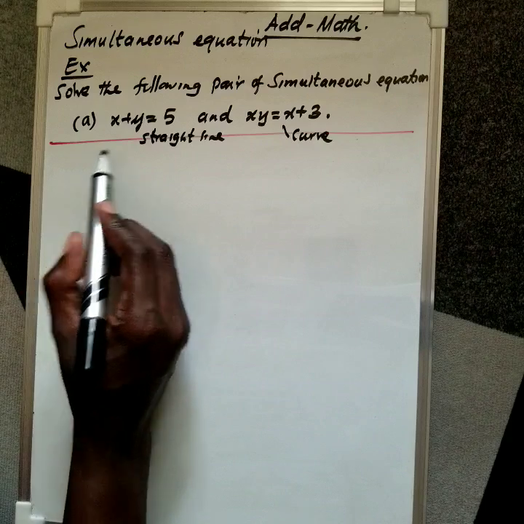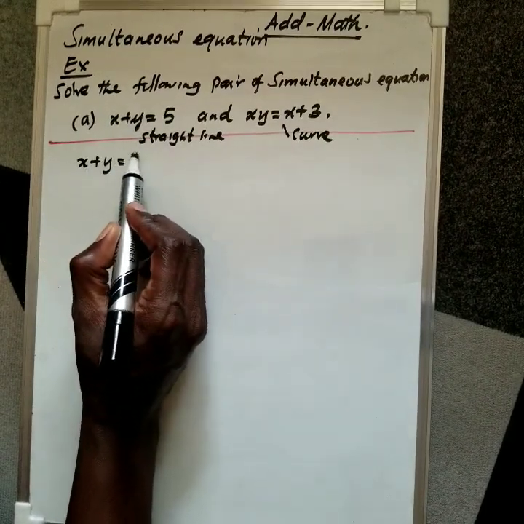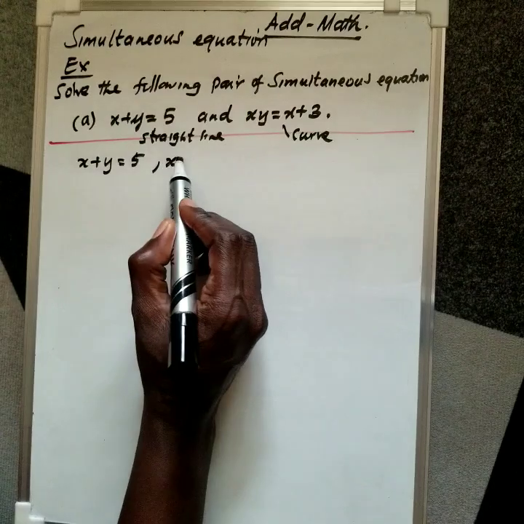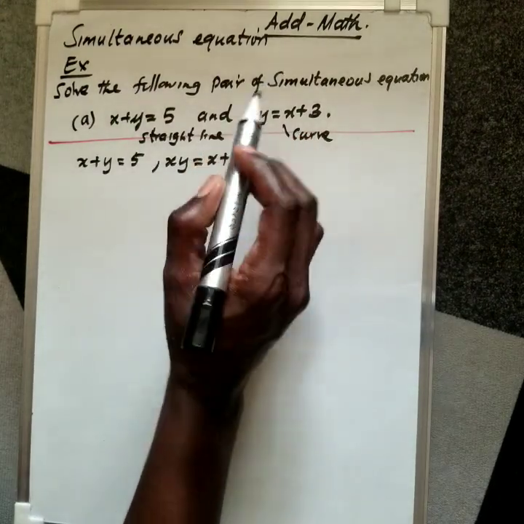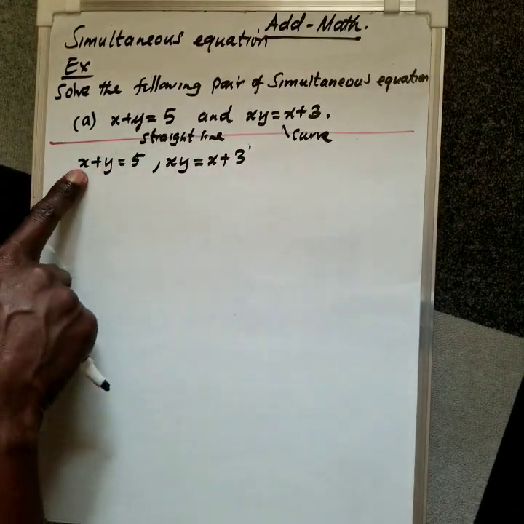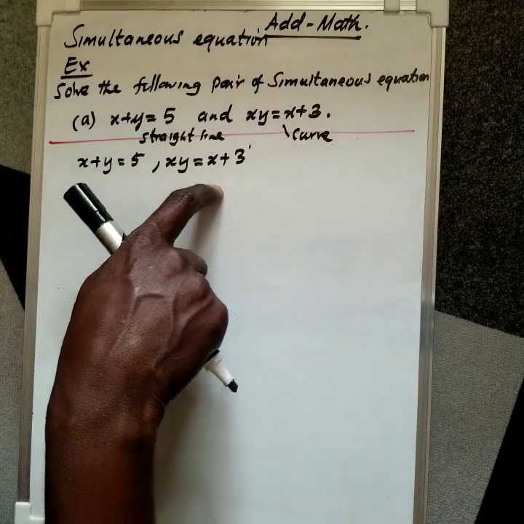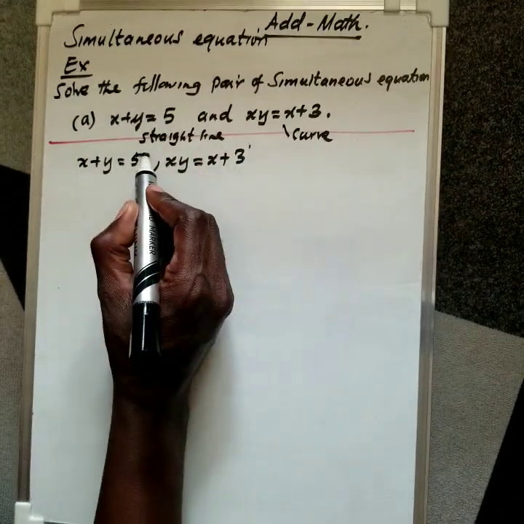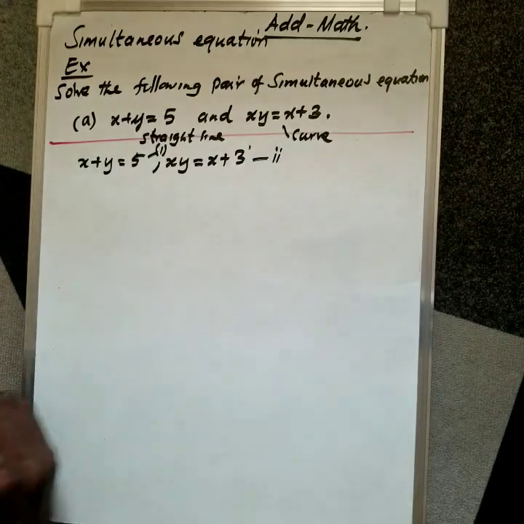Since they have given us x plus y is equal to 5, and xy is equal to x plus 3, what we need to do is take the equation of a straight line and make either x or y the subject of the formula. Then we substitute it into the other equation. Let me call this one equation 1, and this one equation 2.